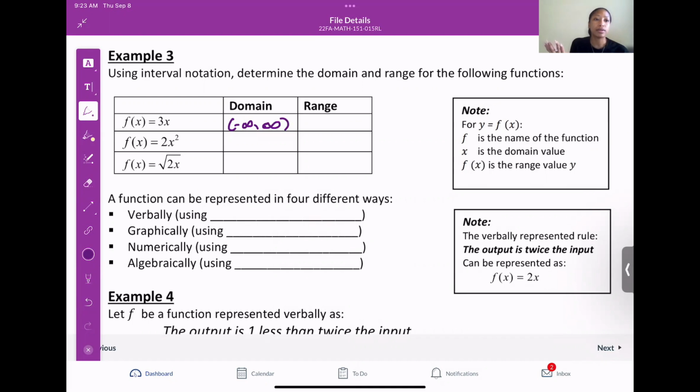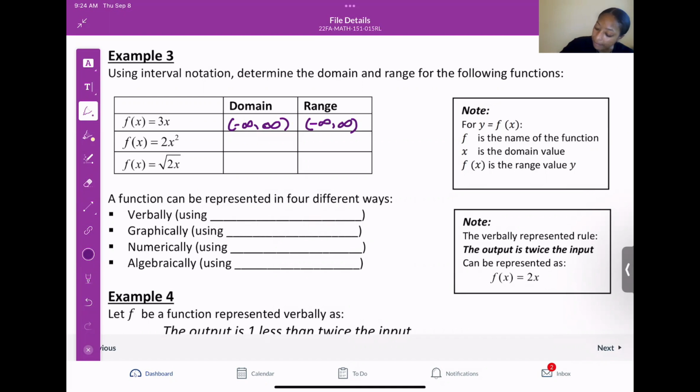And what are the possible outputs you can get? If you think about what the graph of a line looks like, it goes on and on forever. So it'll cover every x value as well as every y value. So the range would also be -∞ to infinity.